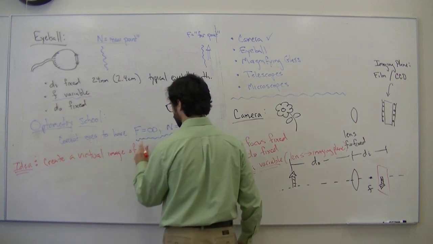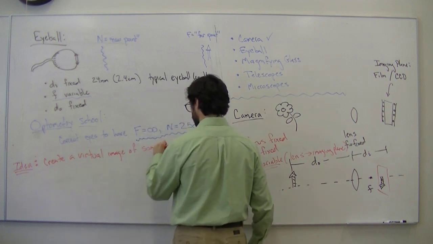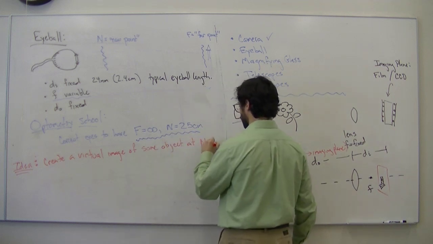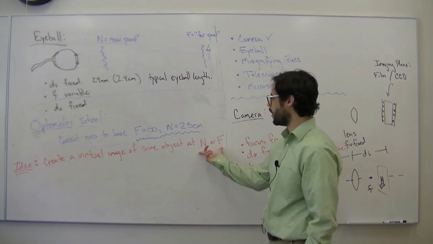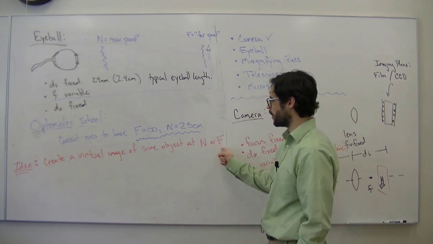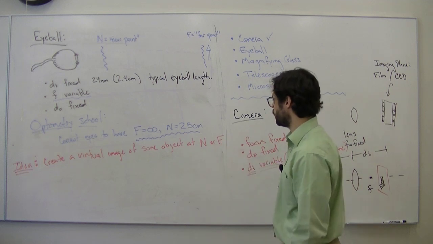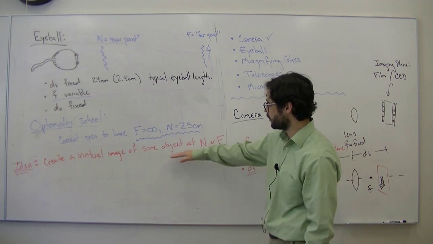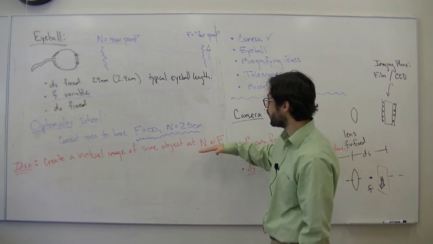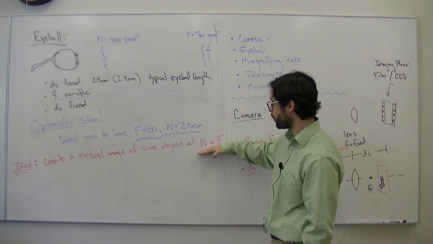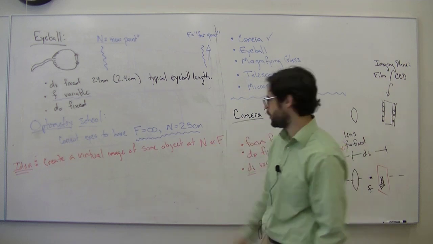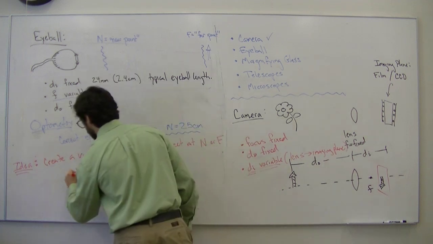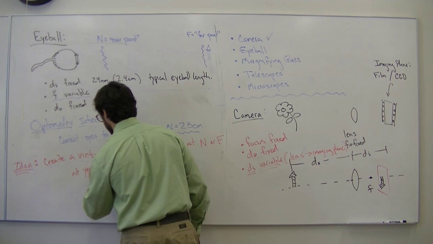of some object at N or F. So this is what we want. You'd love to see something that's at the near point or at the far point. You just can't do it. What you have is your own personal crappy near point or far point. So the job of the lens is to create a virtual image of the thing at the actual near point or far point, where your biology can take over. So we want to create a virtual image of the object at your near or far point.